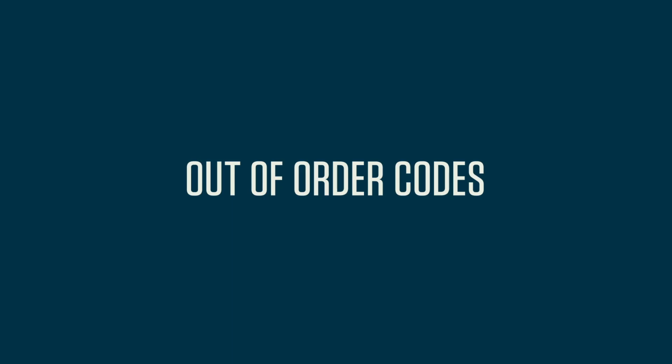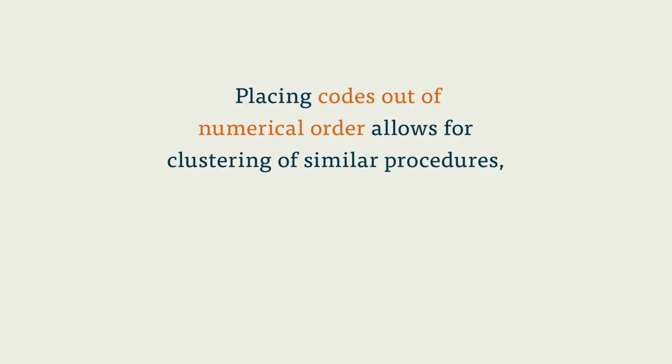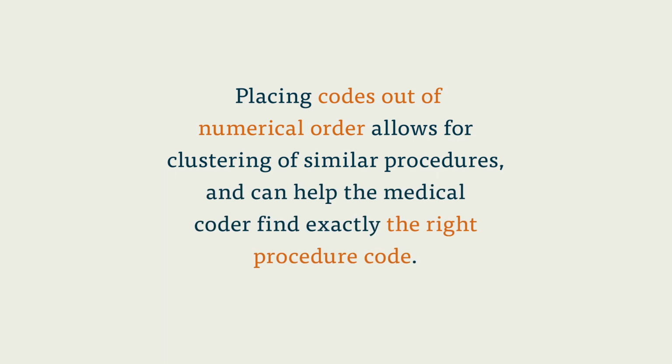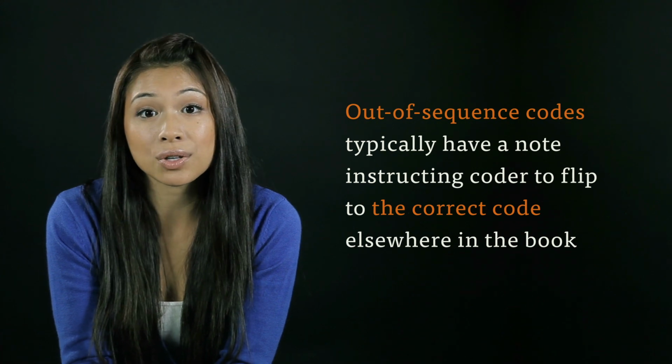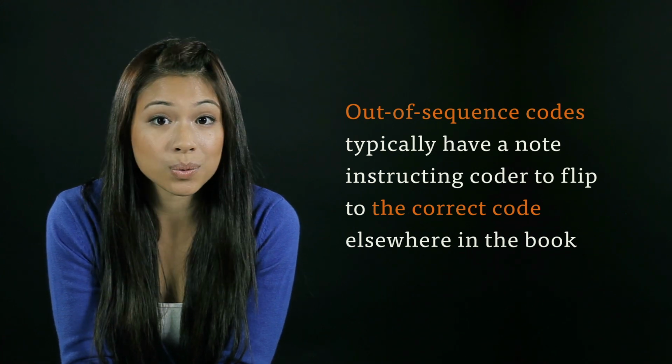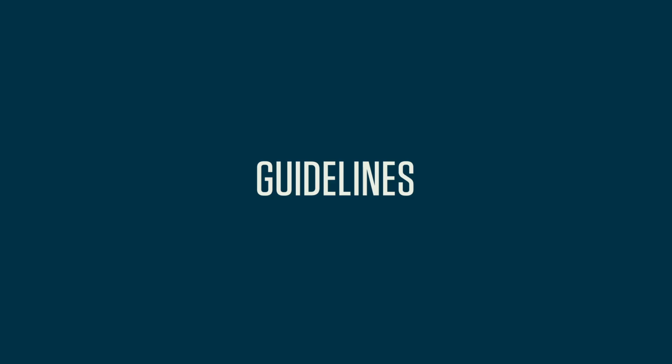Out-of-order codes. Sometimes you may find procedure codes that are out of order in the code manual. Placing codes out of numerical order allows for clustering of similar procedures and can help the medical coder find exactly the right procedure code. These out-of-sequence codes typically have a note instructing the coder to flip to the correct code elsewhere in the book. Think of these out-of-sequence codes as road signs.